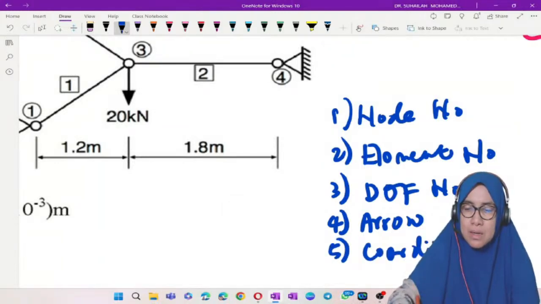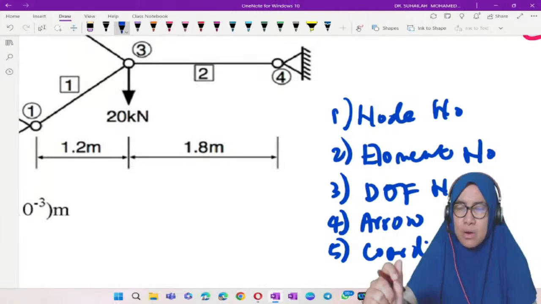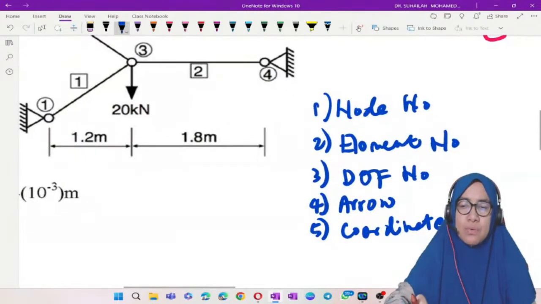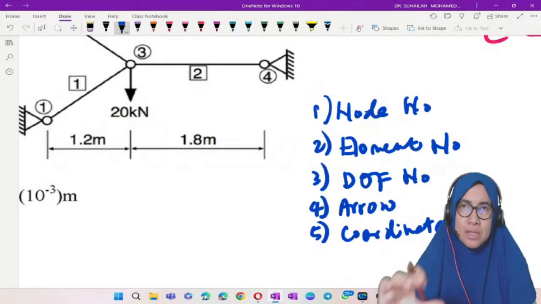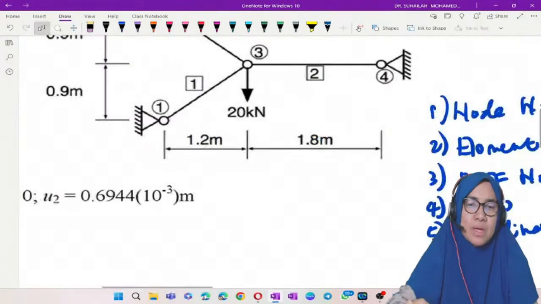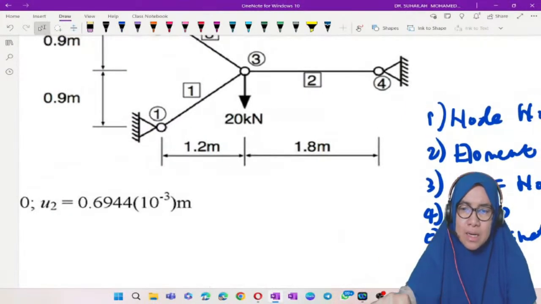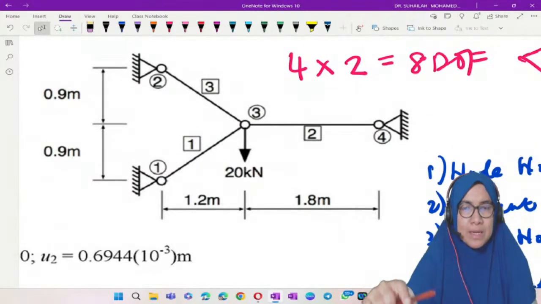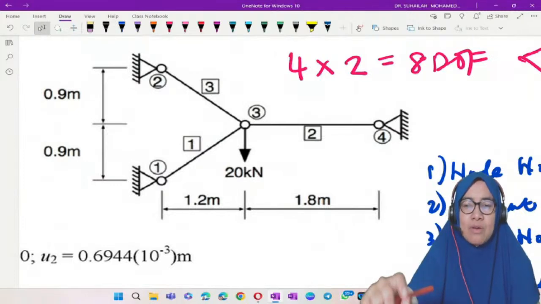Coordinate. We must have arrow. We must have coordinate. Okay, so we have to make sure that the truss has all these five pieces of information. And by looking at this truss, we have to label the degree of freedom.